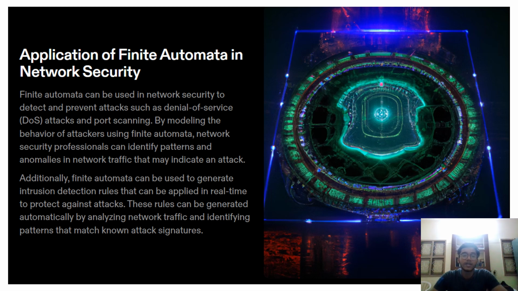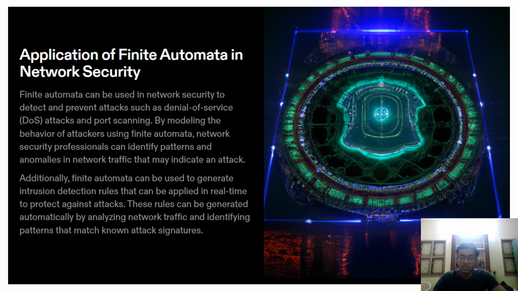Application of finite automata in network security. Finite automata can be used in network security to detect and prevent attacks on a day-to-day basis. One of the main applications of finite automata in network security is intrusion detection. By modeling the behavior of legitimate users and network devices, finite automata can detect anomalies and potential threats in real life. For example, a finite automaton can be trained to recognize patterns in network traffic and flag any unusual activity that deviates from the established norms.